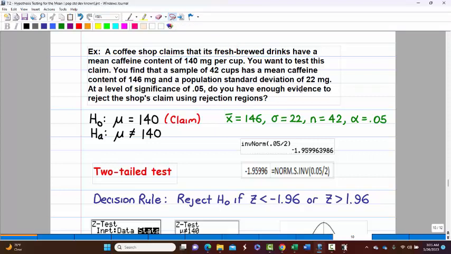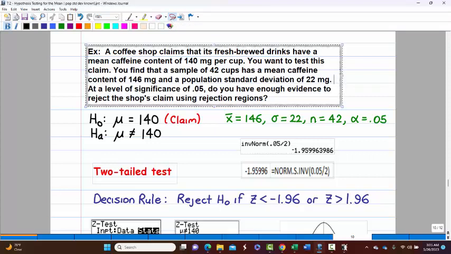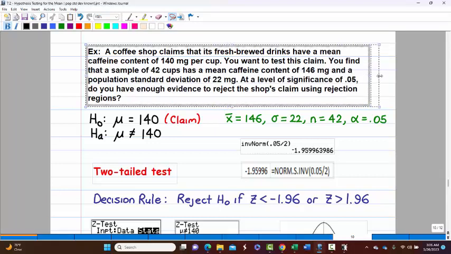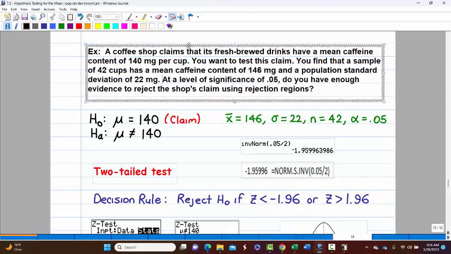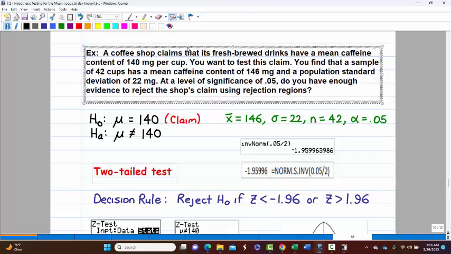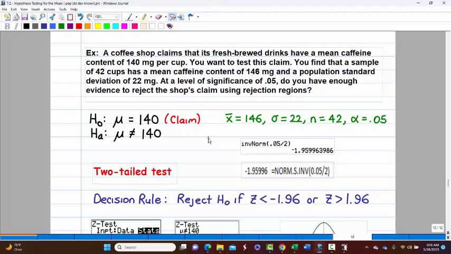All right, a coffee shop claims its fresh brewed drinks have a mean caffeine content of 140 milligrams per cup. You want to test this claim. You find that a sample of 42 cups has a mean caffeine content of 146 milligrams and a population standard deviation of 22 milligrams.